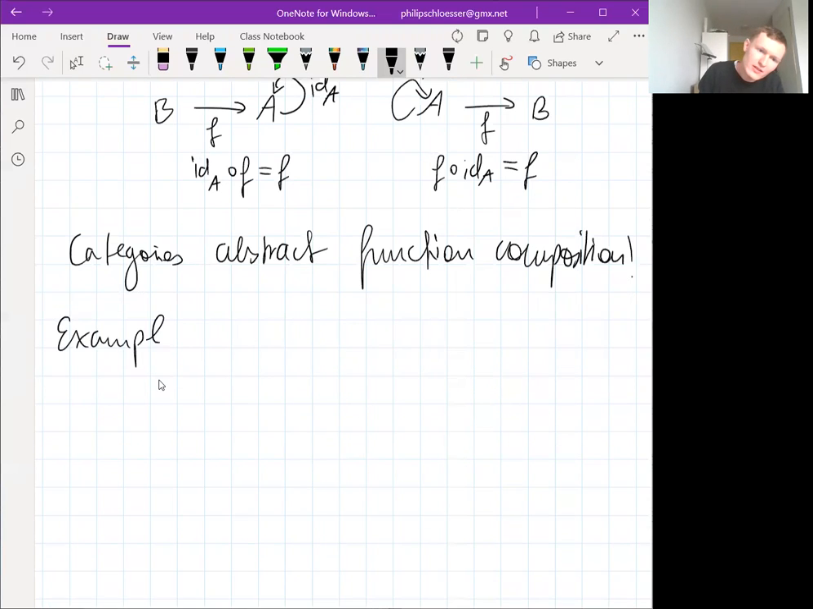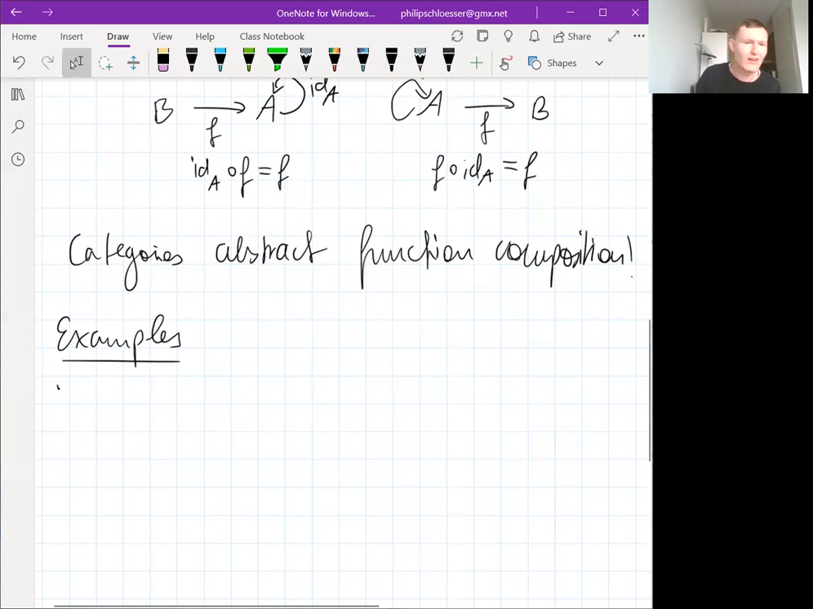And now comes the section that everybody looked for, the example section. We're now going to define a whole lot of categories. And they all have cryptic names that came out of people wanting to abbreviate stuff, and then it just became weird. So first one, not very hard, Set. To describe Set, we have to do two things. We have to describe the objects and the morphisms.